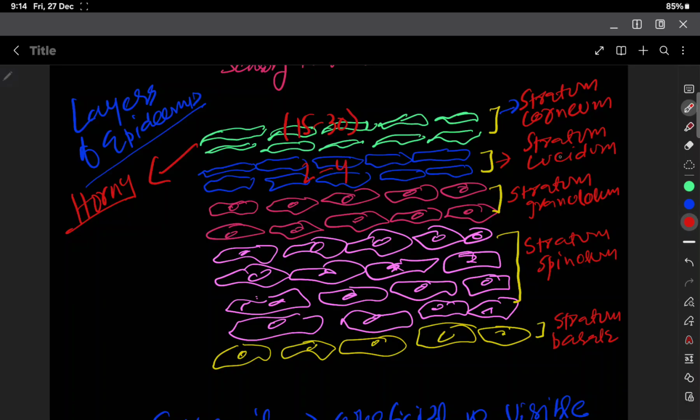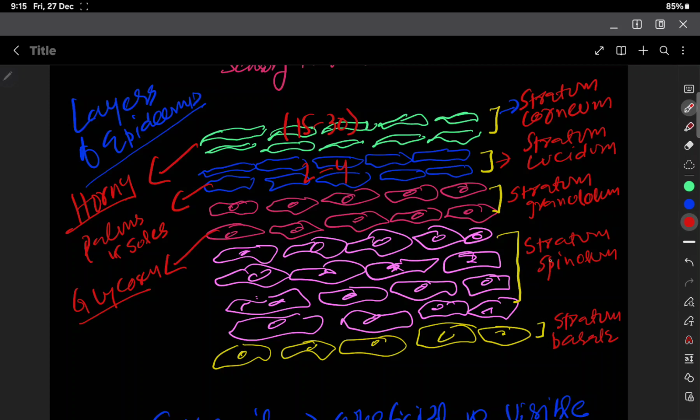But this stratum lucidum is only present in thick skin, in the palms and the soles. Other areas won't have this stratum lucidum. Then we have stratum granulosum. It is a granular layer, that's why it is called stratum granulosum, and it stores glycogen.